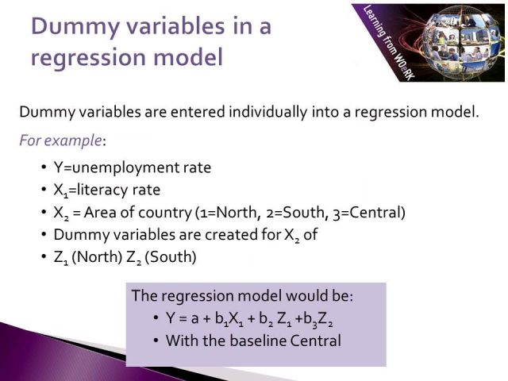To enter dummy variables, we enter them individually into a regression model. If we look at this example, looking at unemployment rates and how literacy rates and the area in which somebody lives affects their unemployment rate, we've got the unemployment rate being our y variable, x1 being our literacy rate, and x2 being our area of the country: north, south and central. Dummy variables are created for x2, where we have Z1 north, Z2 south, and Z3 central, and we include them in our model that way.